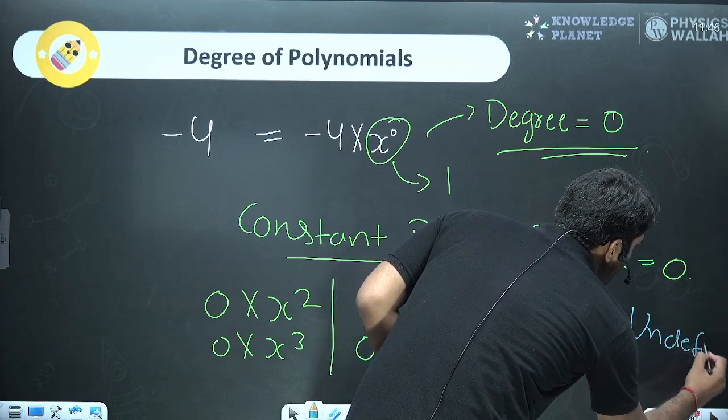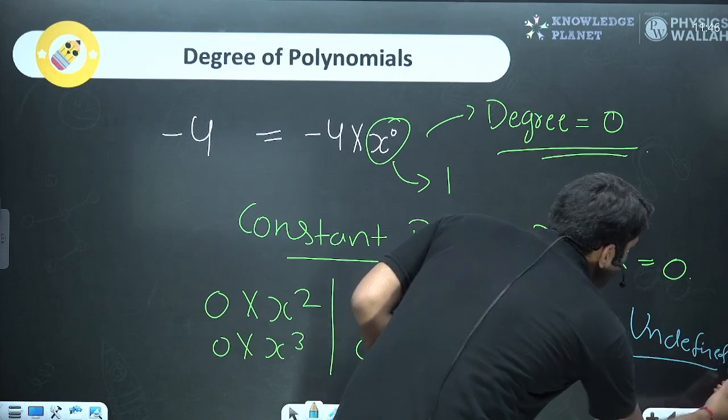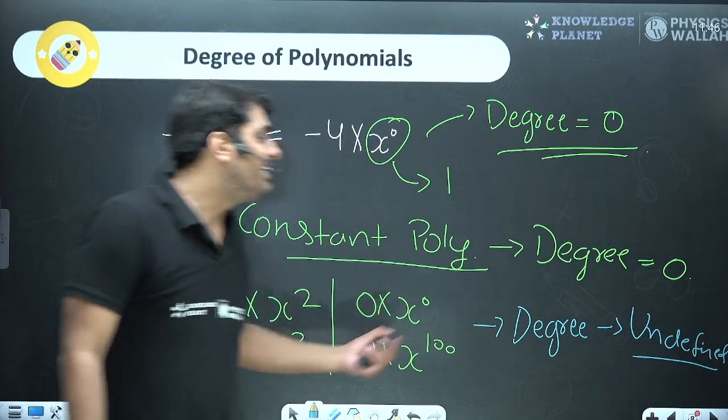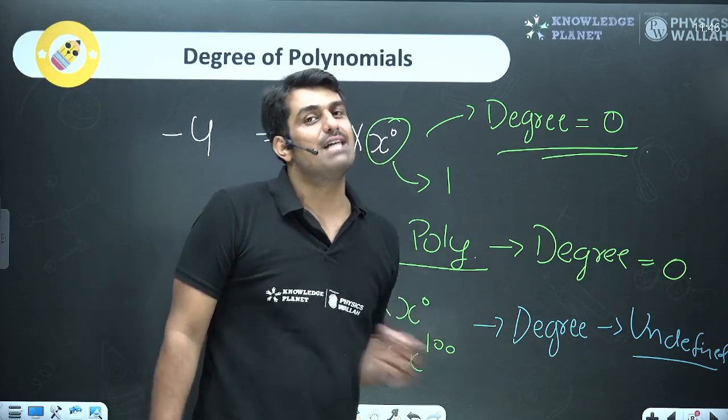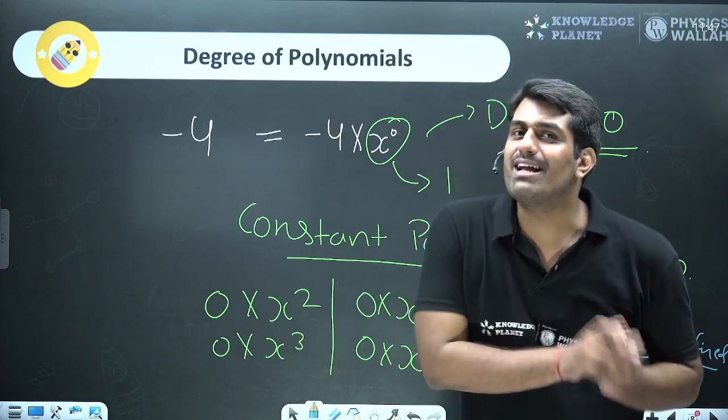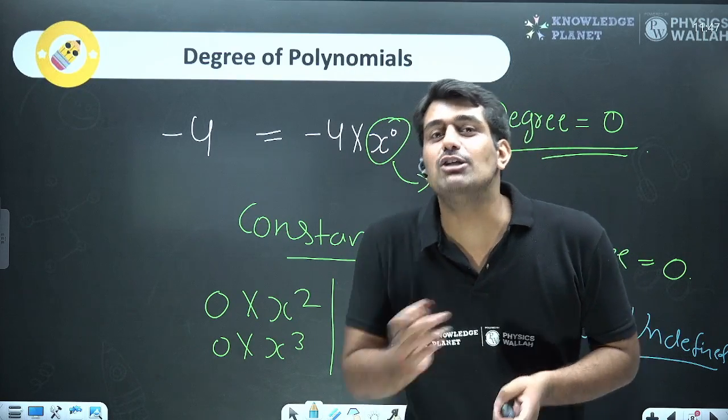Undefined. So two concepts we have learned over here. Degree of a constant polynomial is 0 and the degree of a zero polynomial is undefined. So that was all about degree. Now, since I am talking about degree, the next concept also deals with degree.